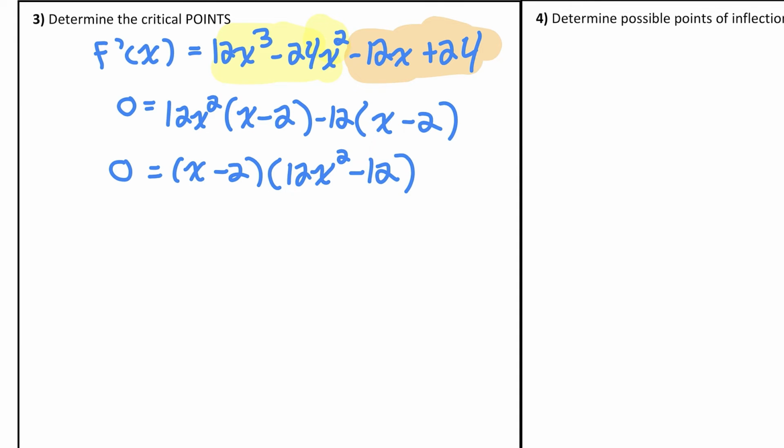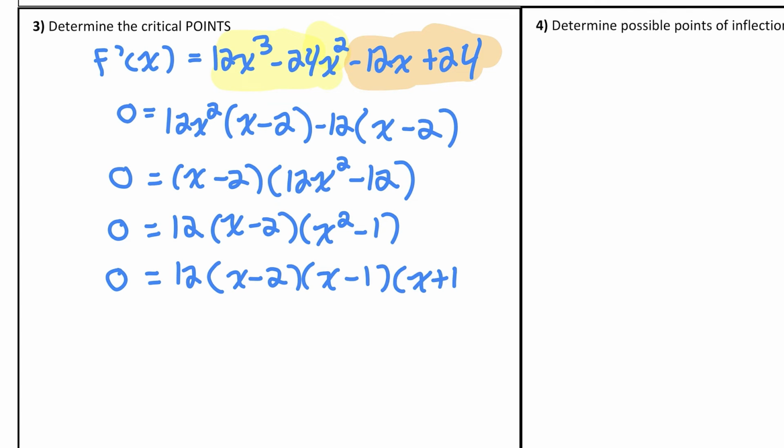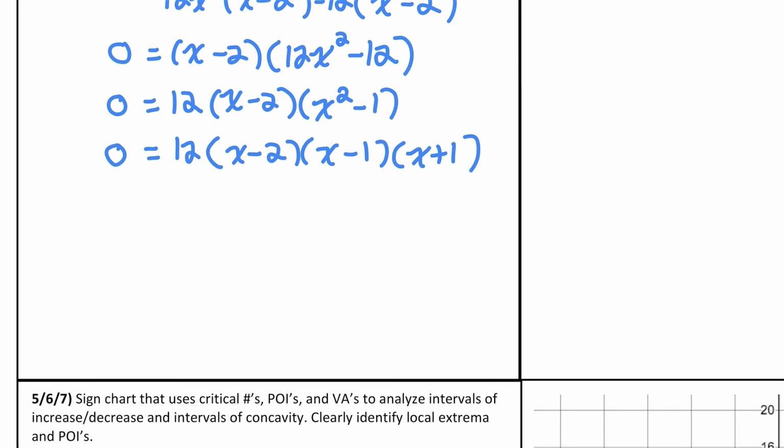I notice that 12x squared minus 12, I could remove a common factor of 12. I suppose I could have done that at the start of this question before I did factoring by grouping, but it works at this point as well. And now that x squared minus 1 is a difference of squares, I can factor that to x minus 1 times x plus 1. So I have 3 critical numbers.